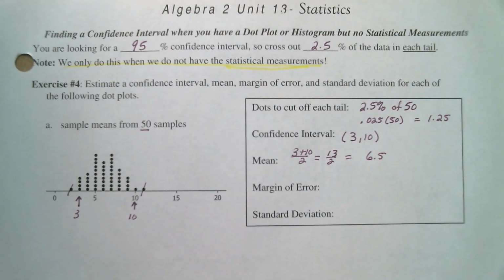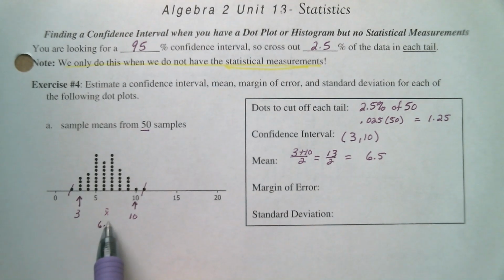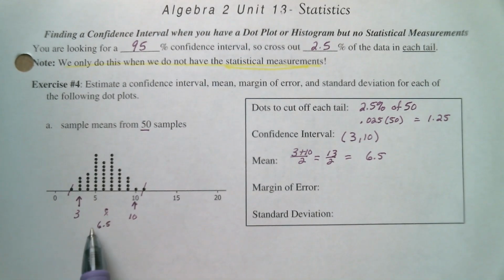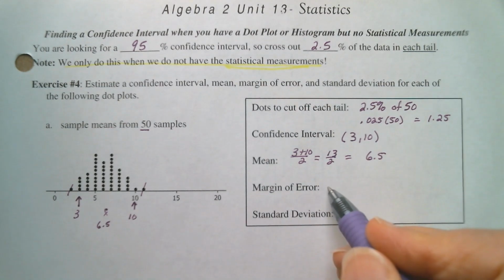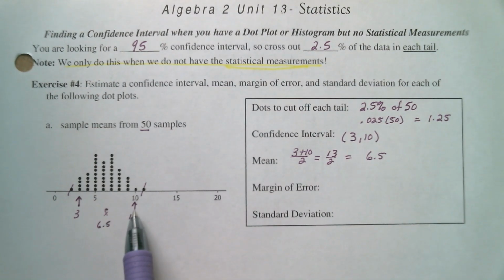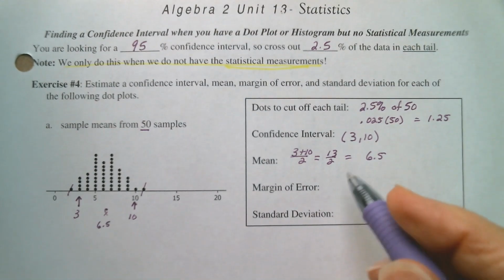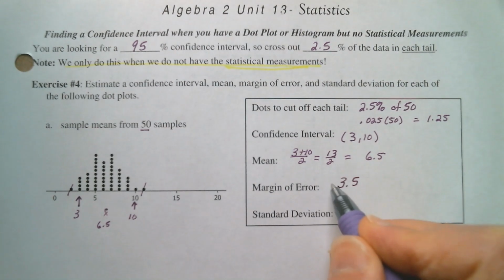The margin of error, and for those of you who are visual, if I put the mean of 6.5, well, 6.5 subtract 3.5 brings me to 3, and 6.5 plus 3.5 brings me to 10. So remember, the margin of error is the distance from the mean to the upper end of your confidence interval, which is the same as the distance from the mean to the lower end of your confidence interval. So what did I say? That was 3.5. Don't forget the plus or minus.